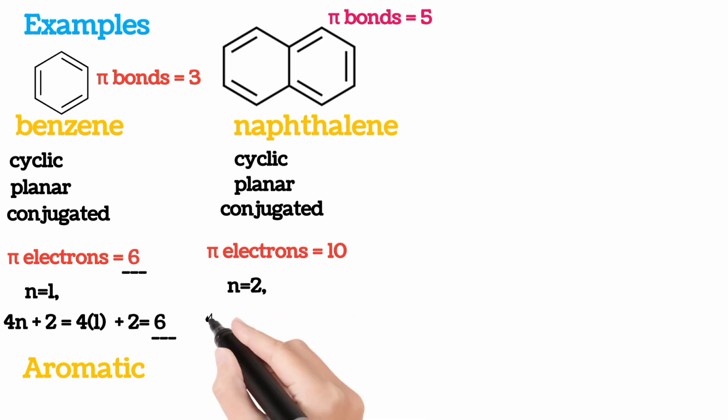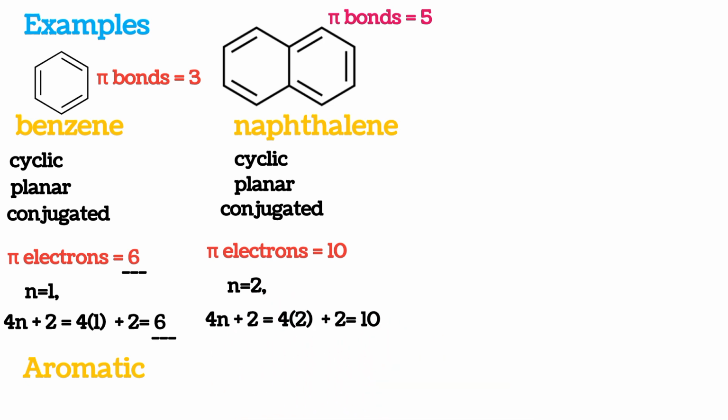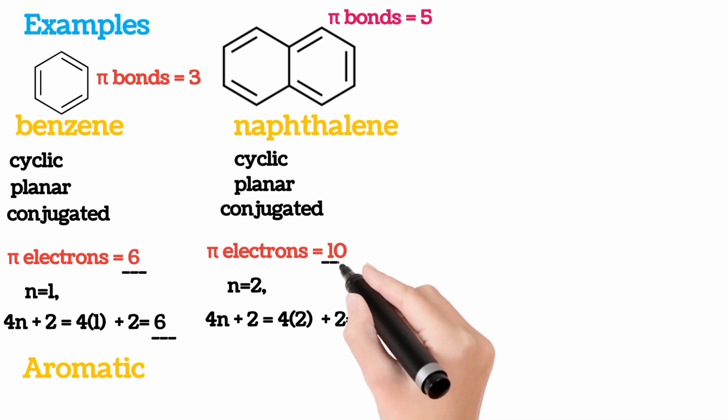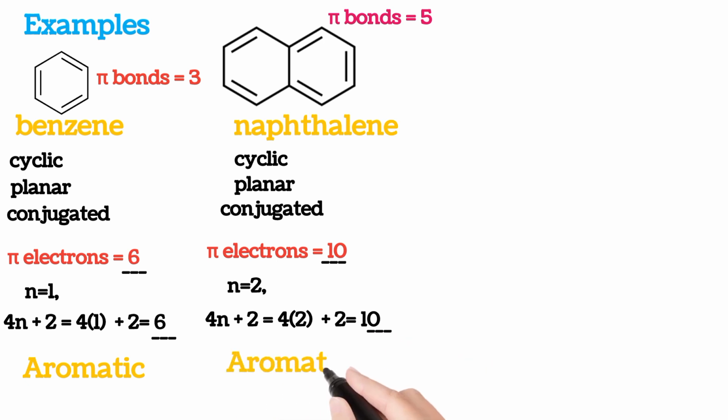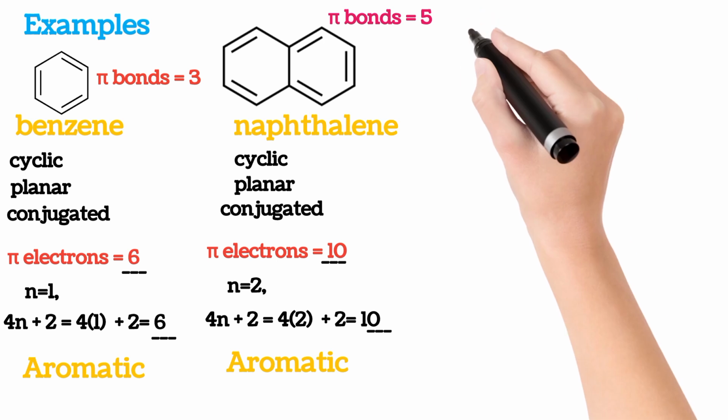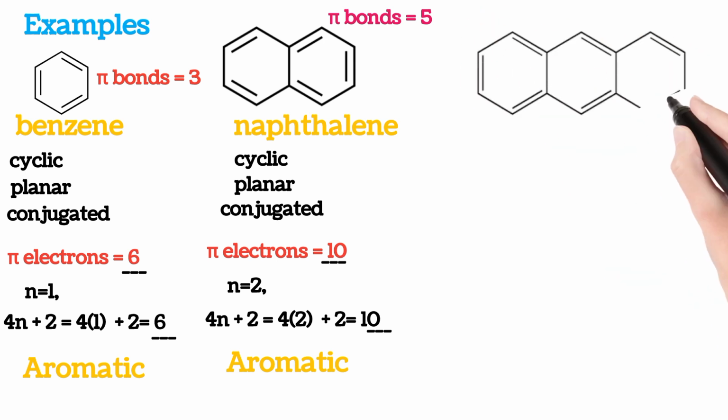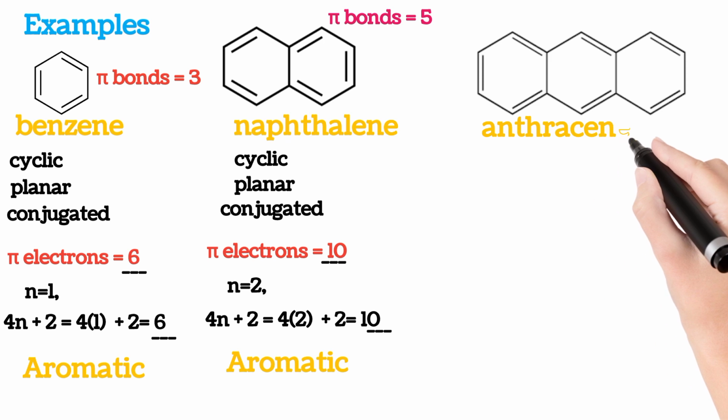Now from Huckel's rule, 4n plus 2, if we have n equals 2, will give you 10. That is 4 into 2 plus 2, which is 10. And since the number of pi electrons is equal to Huckel's number of pi electrons, then naphthalene will be said to be what? Aromatic. Let's look at anthracene, another example.